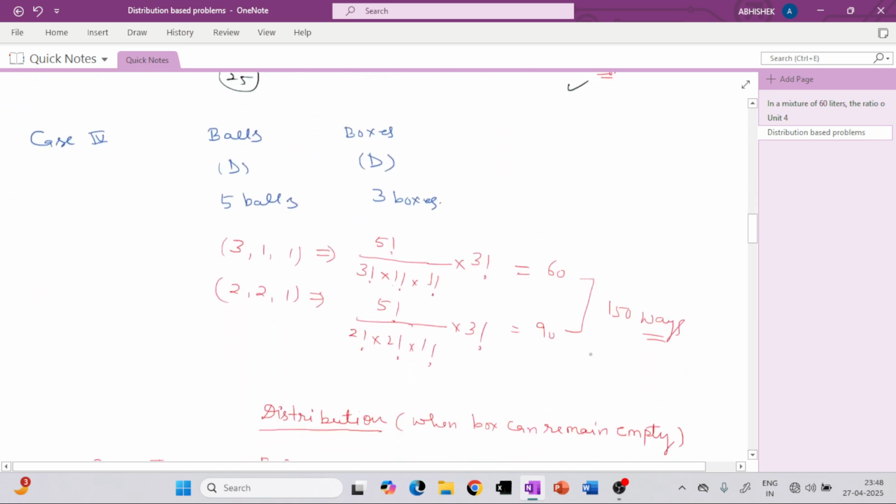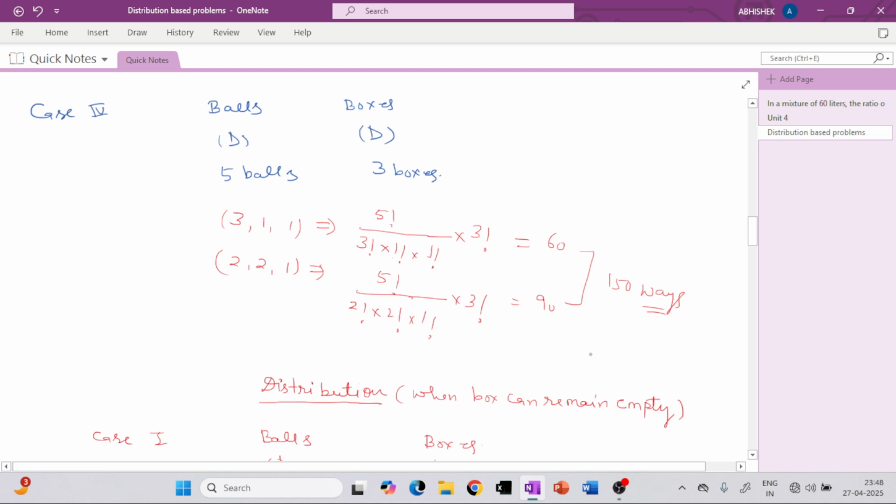Now next one. Case 4. When balls and boxes both are different. Okay, both are different. So 5 balls, 3 boxes. So again 5 balls in 3 boxes when no box is empty. So it can be done in 3 1 1 and 2 2 1.